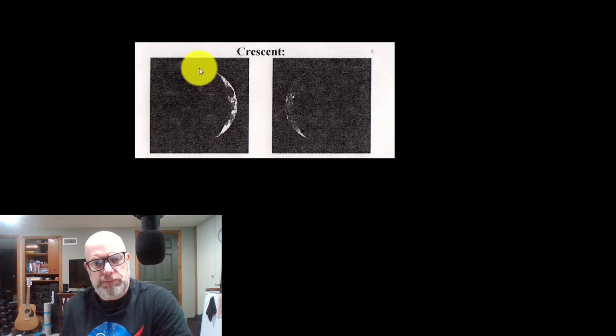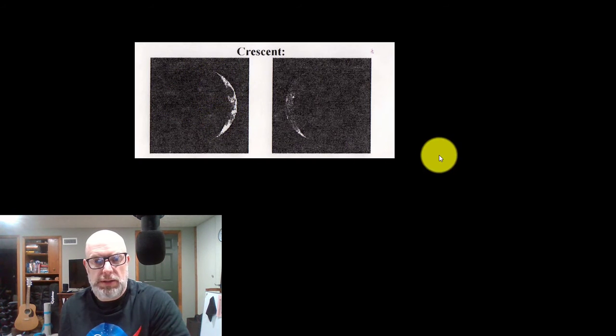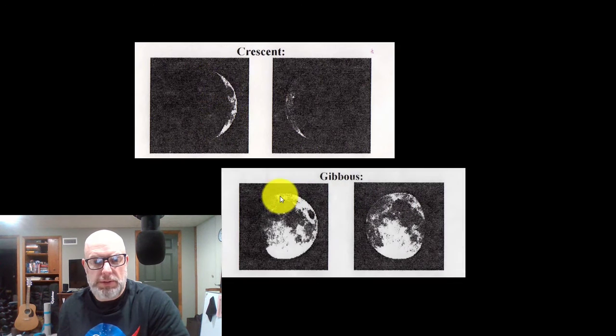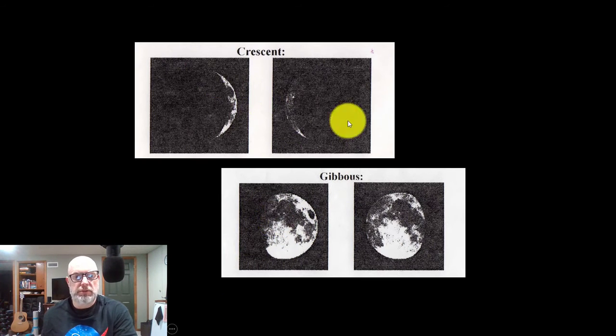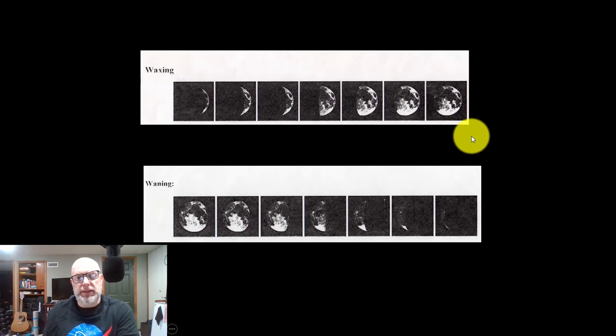So here, of the half that we're looking at, less than half is illuminated, so we'll call it a crescent. In this one, the gibbous, more than half of the side that we're looking at is illuminated, so we'll call it a gibbous. Make sense? Crescent, gibbous, and then waxing and waning. If the right side is illuminated, it's a waxing phase. If the right side is dark, or the left side is illuminated, it's a waning phase.